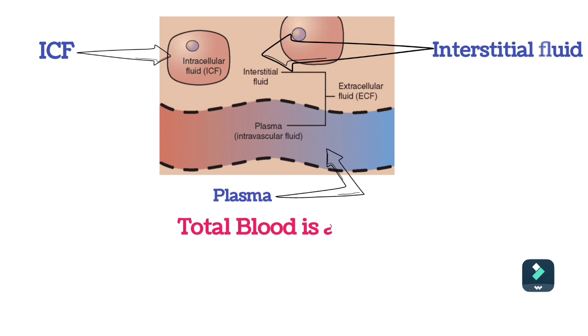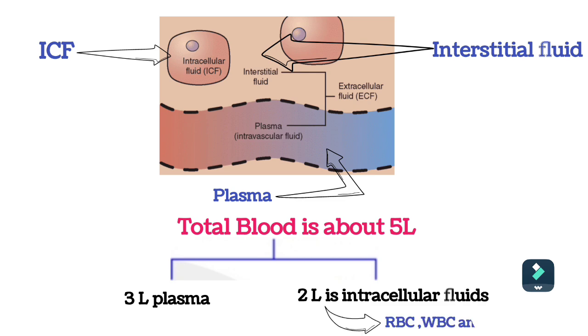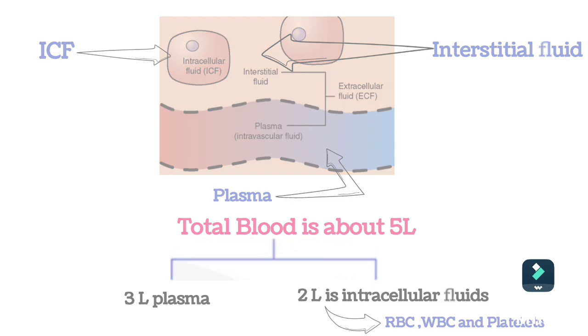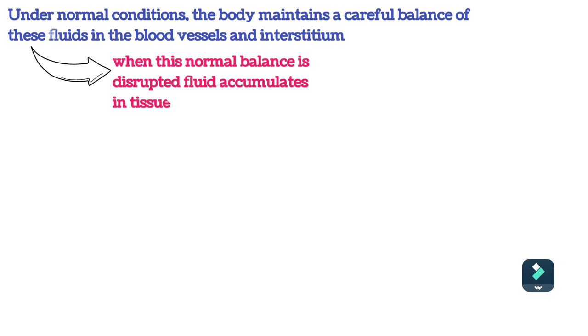Remember, the total blood in our body is 5 liters. Out of this, about 3 liters is plasma, while 2 liters is intracellular fluids, the fluids inside red blood cells, white blood cells, and platelets. Under normal conditions, the body maintains a careful balance of these fluids in the blood vessels and interstitium. When this normal balance is disrupted, fluid accumulates excessively in tissues and leads to edema.